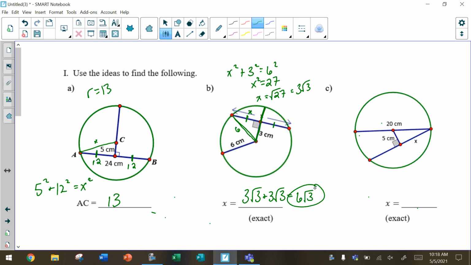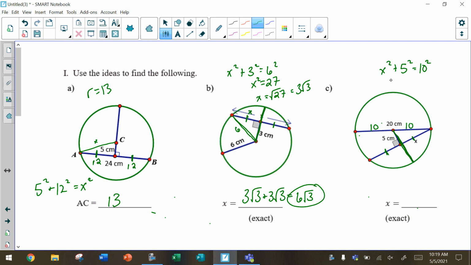All right, last one here. We have a diameter that is 20 centimeters long. So that means that this piece is 10 and this piece is 10. We have this thing, which is a radius. It's kind of been cut short. The radius is perpendicular to this chord. So this is the same as this. And all we want is this piece over here. So leg squared plus leg squared equals 10 squared.